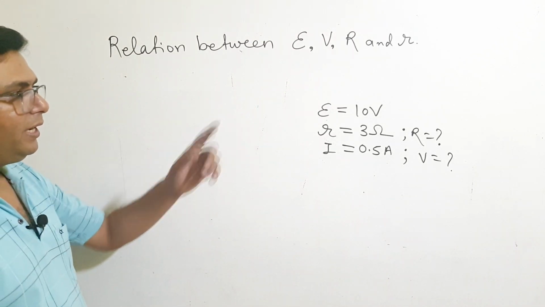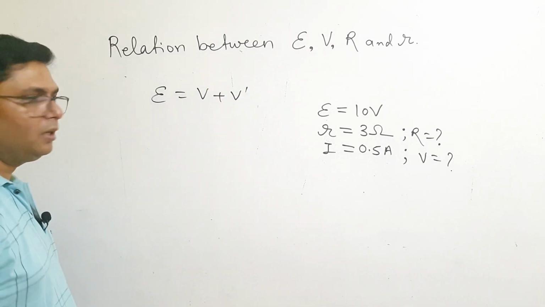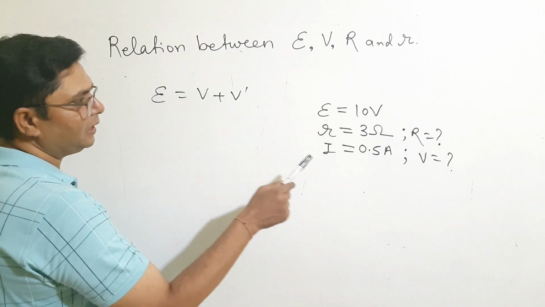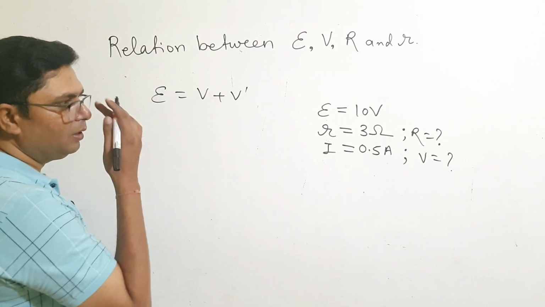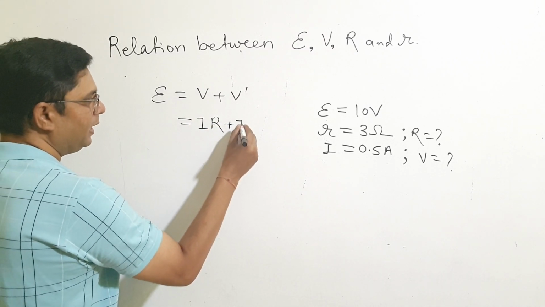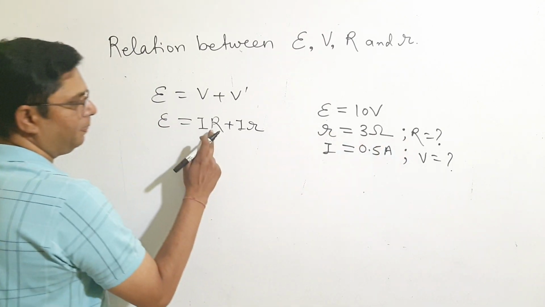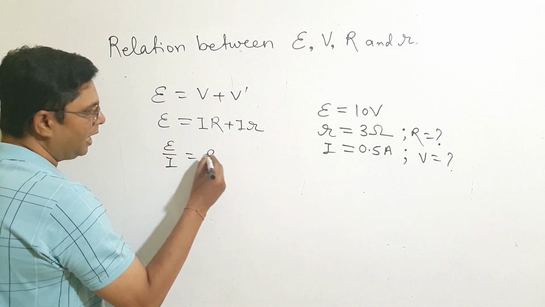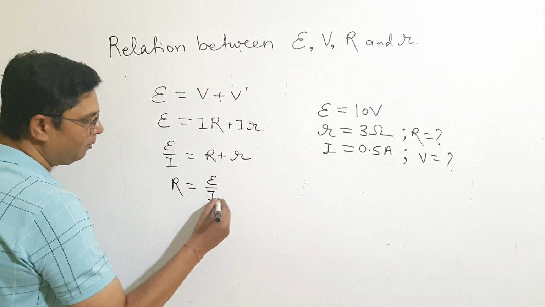What will be the formula for EMF? You know that EMF E equals V plus V dash. So here you have E equals V plus V dash and we have to find capital R from here. So we can write this as I into capital R plus I into small r, and this is E. You have to find this capital R, external resistance. So you can rewrite it: E upon I equals R plus small r. So capital R equals E upon I minus r.